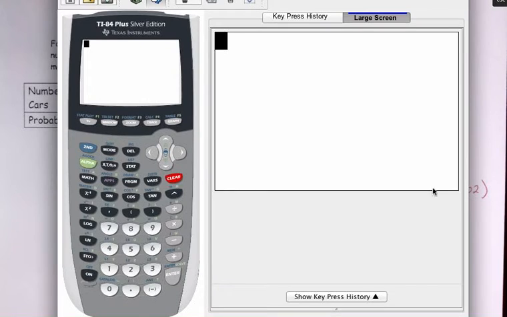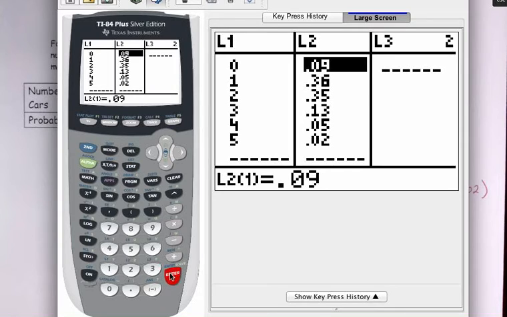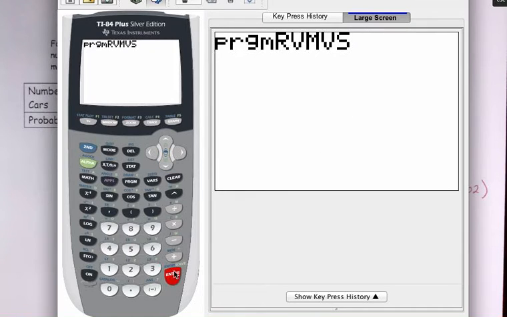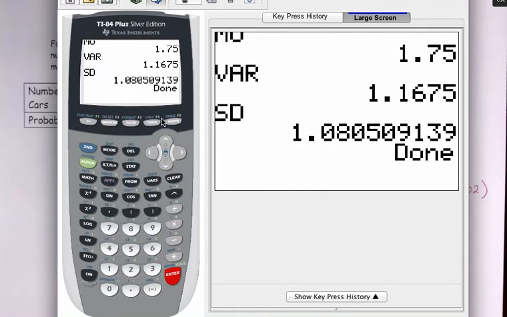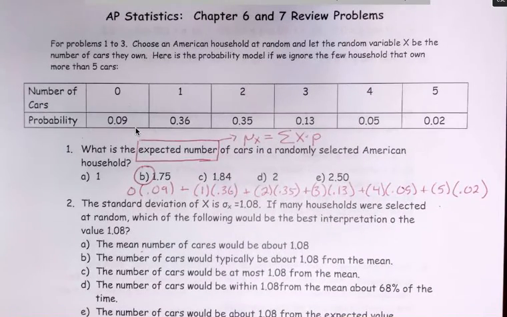Some of you might recognize that we have a calculator program that we wrote a while back that we could actually use to do this also. If you press Stat and Enter, I have already entered the outcomes into list 1 and the corresponding probabilities into list 2. Back on the home screen, if you press the Program button, you can run the program RVMVS. That stands for Random Variable Mean, Variance, and Standard Deviation. And there is the mean of 1.75. Here is the variance. And then here's the standard deviation, 1.08. The standard deviation is actually given to you in the next question, but this is where that standard deviation comes from.